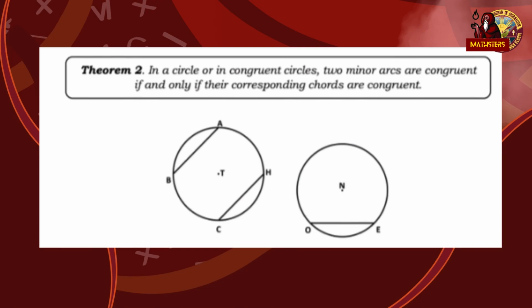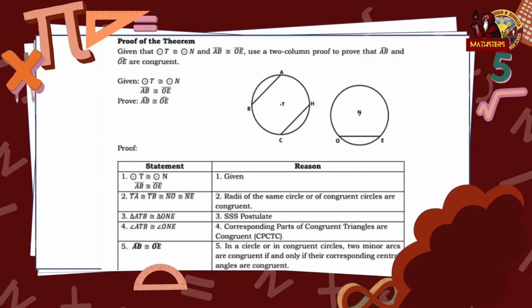Theorem number 2 says that in a circle or congruent circles, two minor arcs are congruent if and only if the corresponding chords are congruent. In circle P, chords BA and CH are congruent. Since the two chords are congruent, then arcs BA and CH are congruent too.